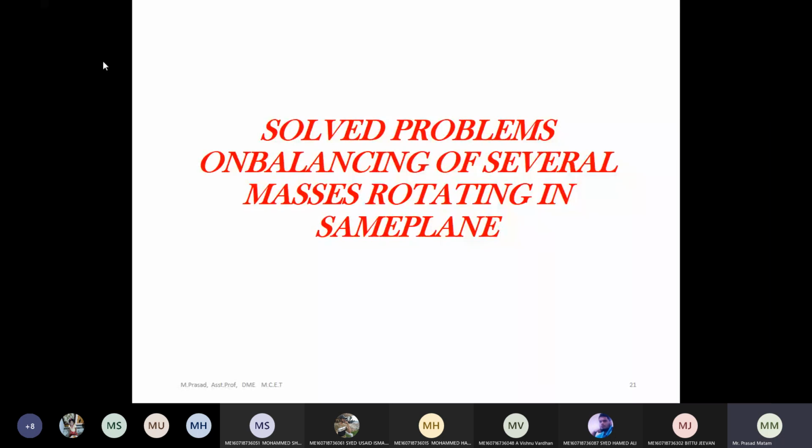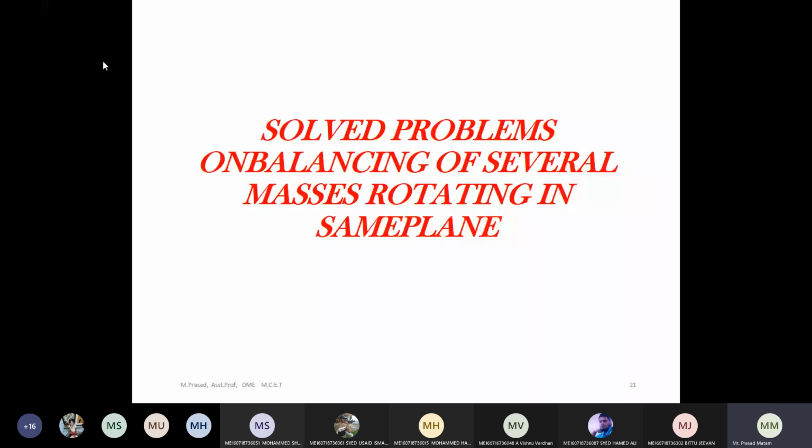Let us solve some problems on the balancing of several masses rotating in the same plane. Already in the last class we discussed the balancing of rotating masses in three different cases. First case is balancing of a single mass by a single plane. Second case is balancing of a single mass with two different masses. And third case is balancing of several masses rotating in the same plane. Already we have discussed the graphical method and analytical method.